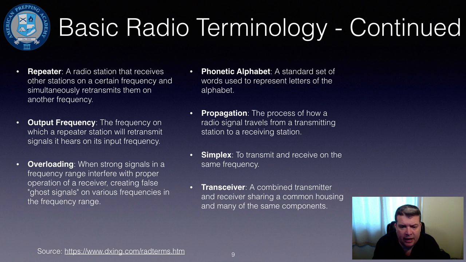Then you have a phonetic alphabet, which is a standard set of words used to represent letters in the alphabet, sort of like Alpha, Bravo, Charlie, Delta, and so on.